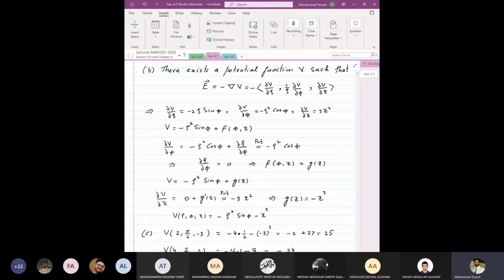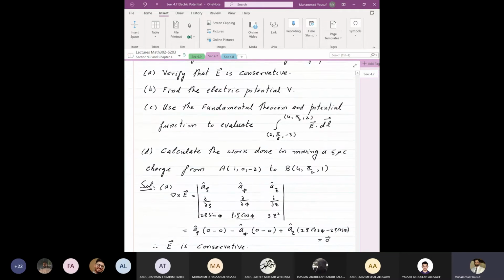The next step is to differentiate this V with respect to z. There is no z here, so it is 0 plus g prime of z equal to negative 3z square. And when we integrate, we get g of z equal to minus z cube. No need to write plus constant of integration. So with this g, our V is negative rho square sine phi minus z cube. So this is part B.